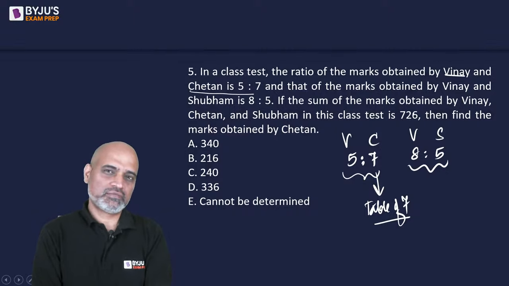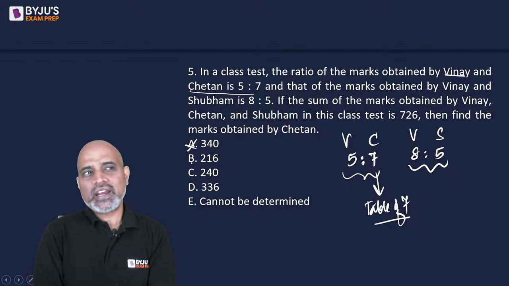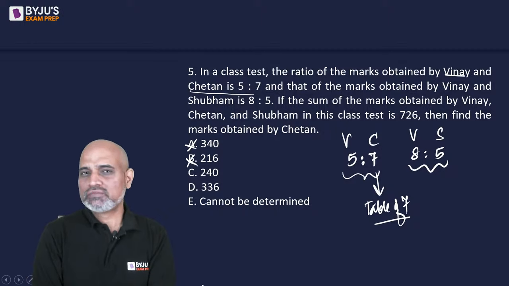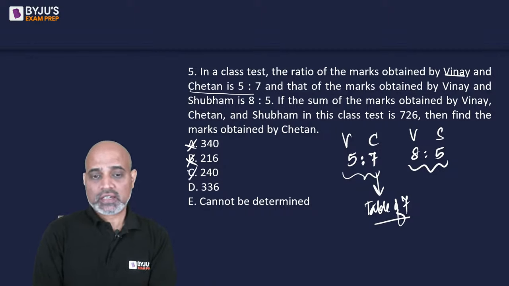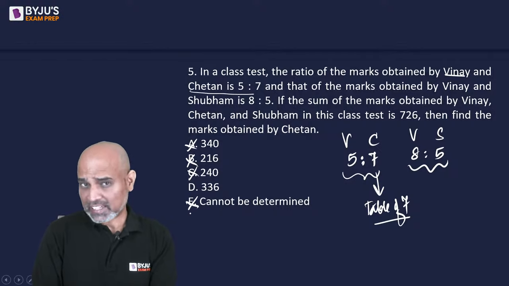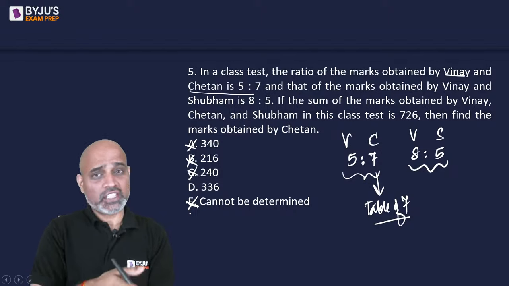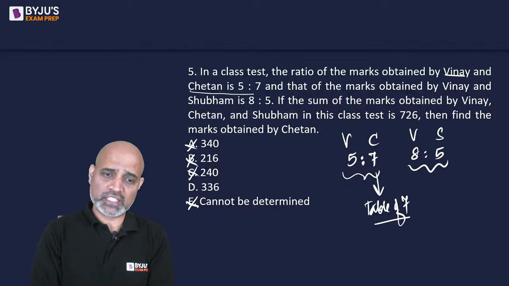350 आता है, 340 तो नहीं होगा। 216, 210 तो होता है, 217 हो सकता है, 216 won't happen. 240, 210 plus 30, no. Cannot be determined तो होगा नहीं. You're left with only one option, 336, and it has to be in the table of 7, right? Compulsory है. 336 is 350 minus 14. 350 is in the table of 7. 14 is in the table of 7. So the difference will be in the table of 7.